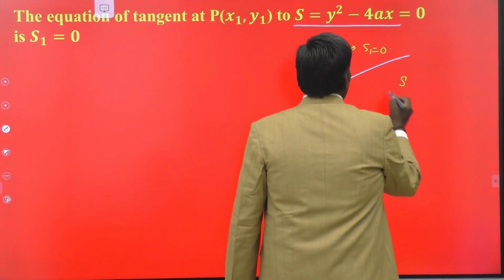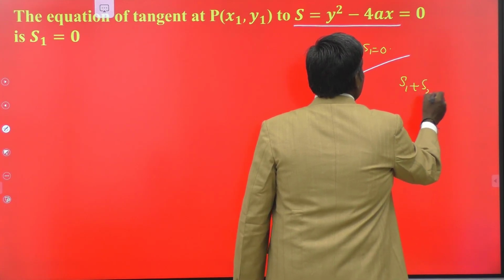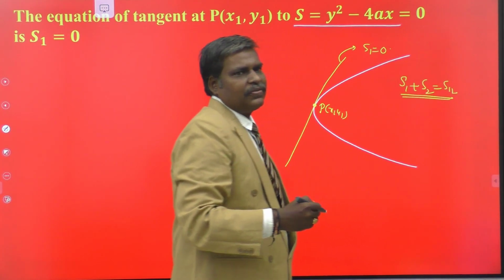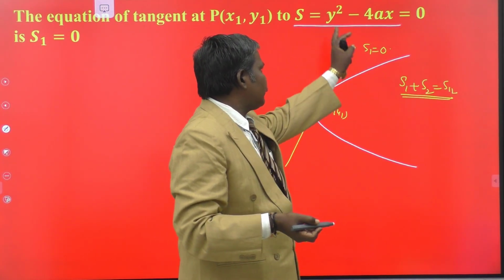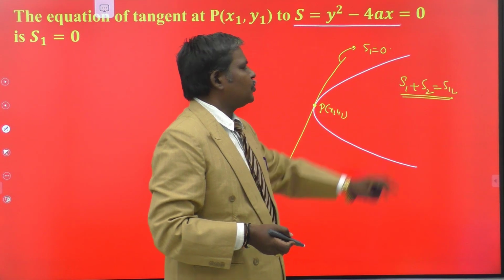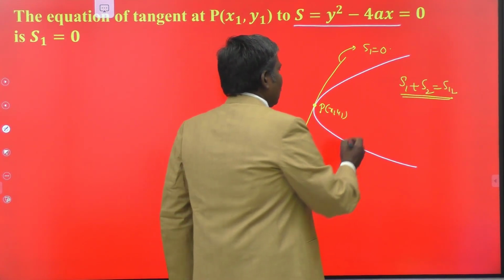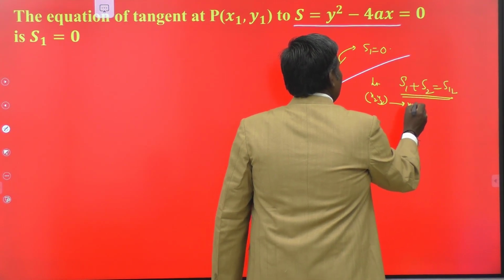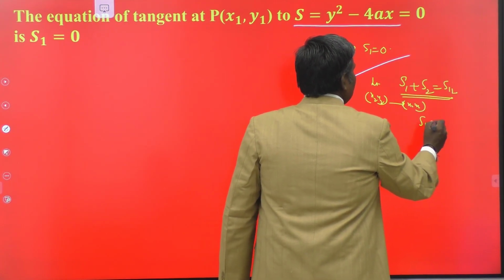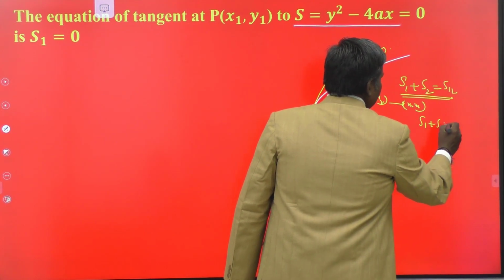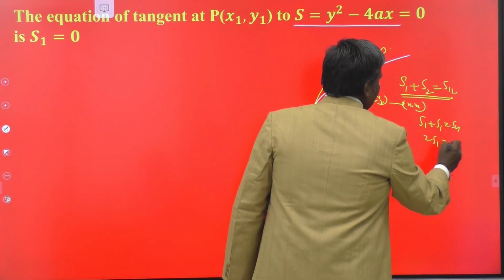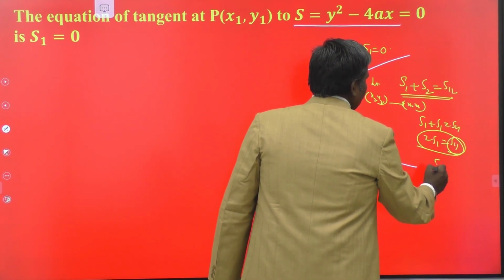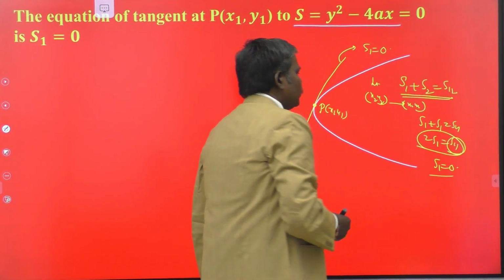In the same manner, here also, the equation of the chord joining the two points (x1, y1) and (x2, y2) on y² = 4ax is S1 + S2 = S12. You can prove this in the same manner, taking the parabola equation y² - 4ax instead of the circle. As (x2, y2) tends to (x1, y1), this becomes S1 + S1 = S11, so 2S1 = S11. But (x1, y1) lies on the parabola, so S11 becomes 0, and at that time we get S1 = 0.